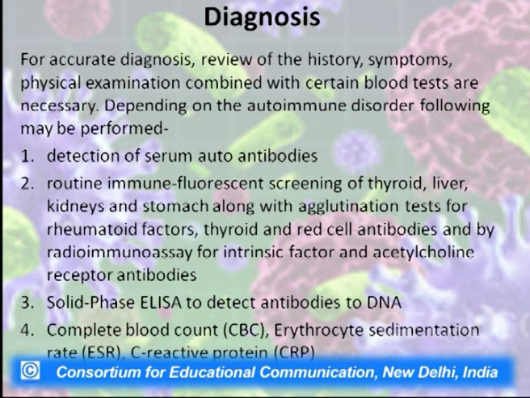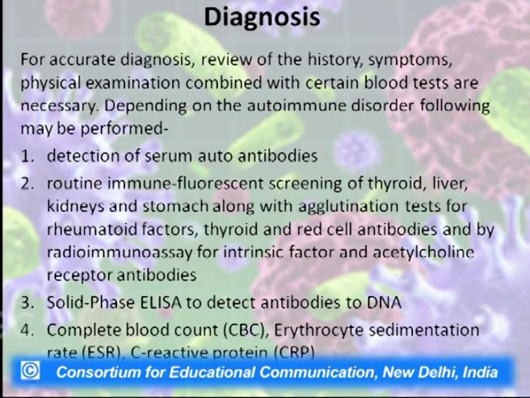For example, detection of serum autoantibodies. One can check whether these autoantibodies are present in the serum. Routine immune fluorescent screening of thyroid, liver, kidneys and stomach, along with agglutination tests for rheumatoid factors, thyroid and red cell antibodies, and by radioimmunoassays (RIA) for intrinsic factors and acetylcholine receptor antibodies. We can also go for solid phase ELISA. ELISA is enzyme linked immunosorbent assay which detects antibodies to the DNA or to the nuclei.